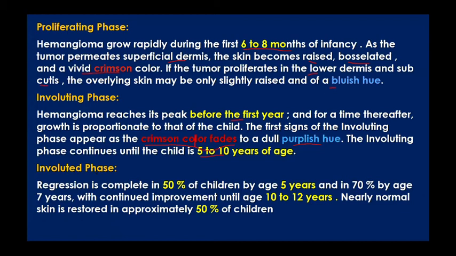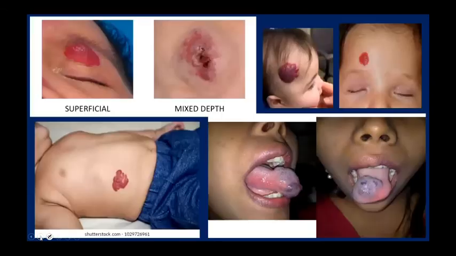In the involuting phase, 50% of the children within 5 years will be healed completely, and 70% by 7 years, and up to 10 to 12 years. The normal skin is restored in approximately 50% of children. About 50% are completely resolved, and 50% keep a slight trace of the congenital hemangioma.